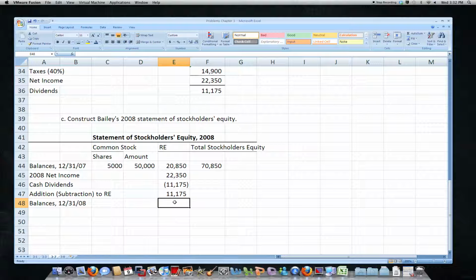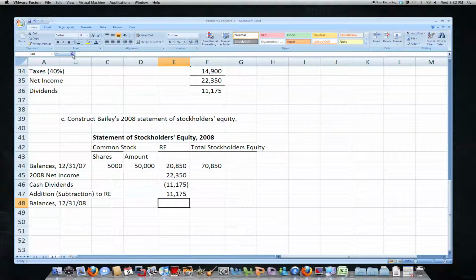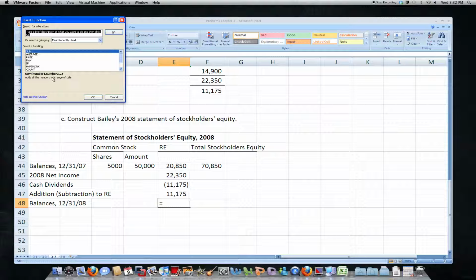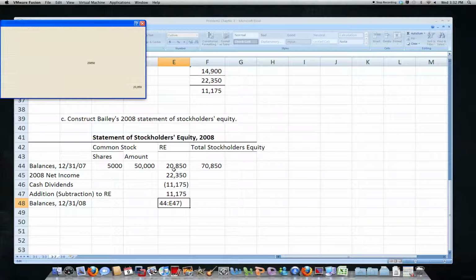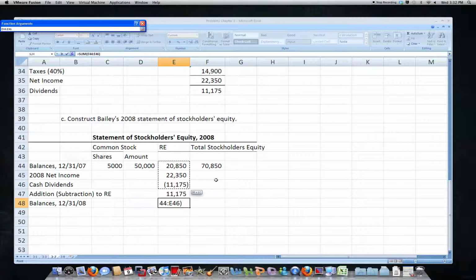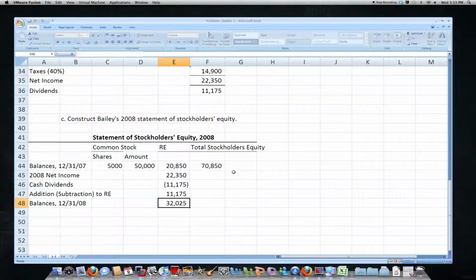Our balance is the sum, and to find a sum, you just come up here and click this little FX that gives us our formulas. We want to do a sum formula. And so we're going to sum up these three: balance at the end of the year, net income, and cash dividends. And then we'll click OK. So our sum is $32,025.